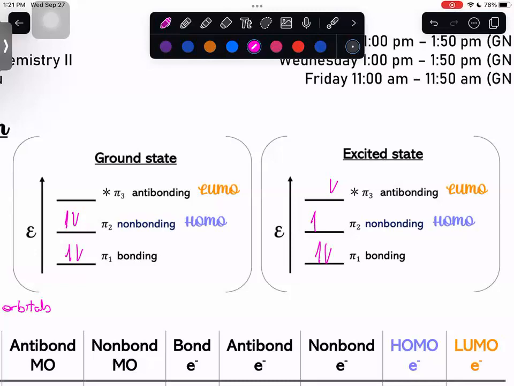Remember, it's not really about what kind of number you have on the pi orbital. It's about whether you're going from HOMO to LUMO or not. Remember, the excited state always happens between HOMO and LUMO. It doesn't matter what kind of number you have in the pi orbital.